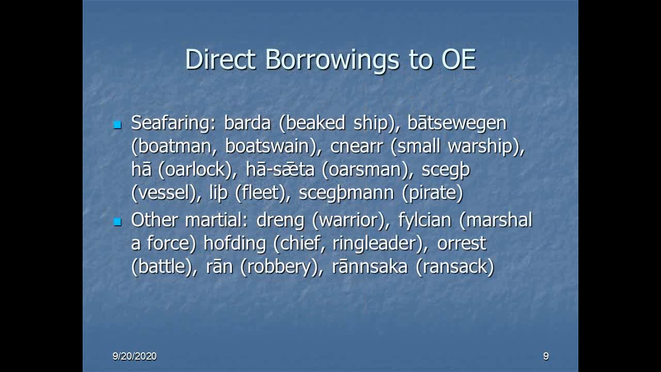Another way to look at the influence of any language on another language is to consider the areas of life in which its vocabulary crossed borders. Now, of course, the Norse, the Vikings, were a seafaring people, so we'd expect a lot of ship words to come into English from Norse, and that's exactly what we see. So we have barda, a beaked ship. We don't use that one anymore, but boatswain, boatman or bosun, is one that we still use.